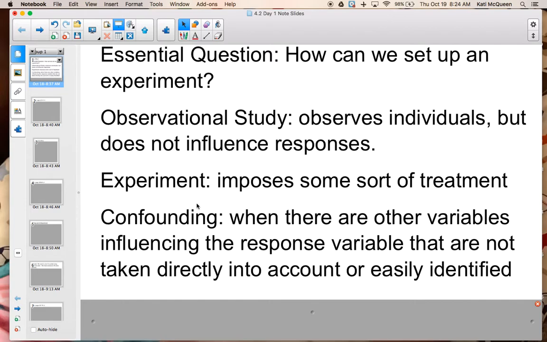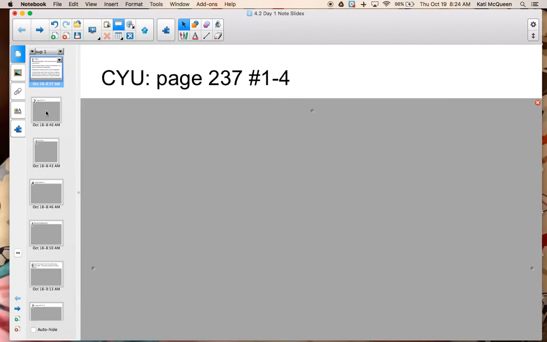So what classes are they taking? Are they challenging themselves? Are they taking really easy classes? Things like that. So just something to keep in mind that we may not be able to say our explanatory is causing our response because there are going to be other variables that we need to take into account, or maybe think about, are there other variables, things like that.